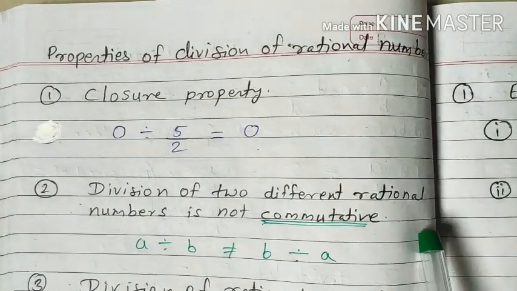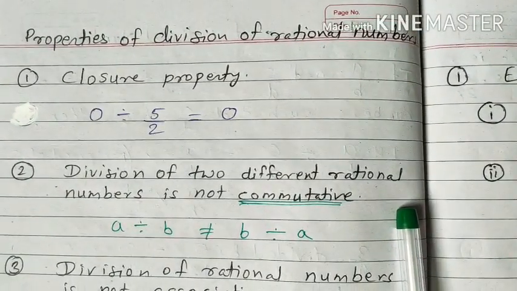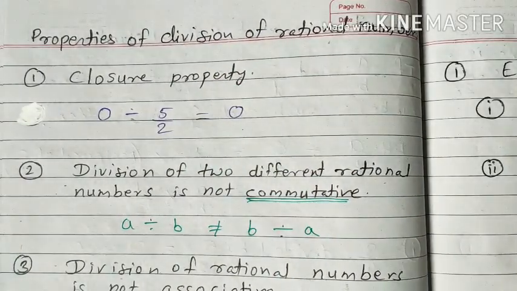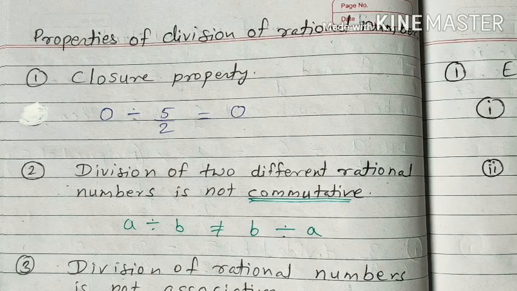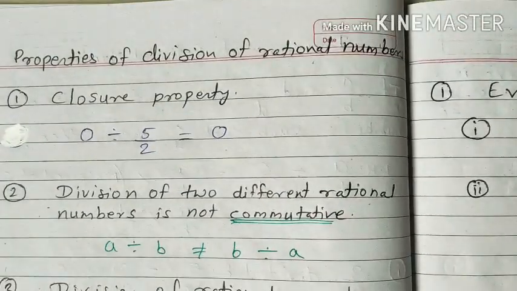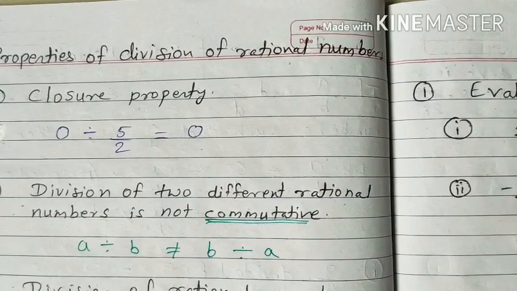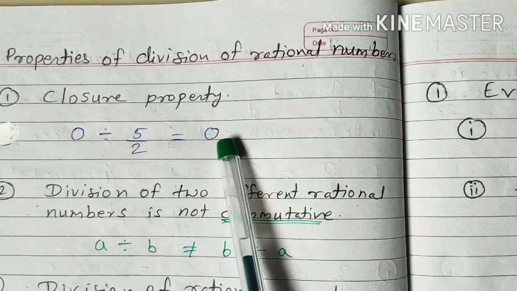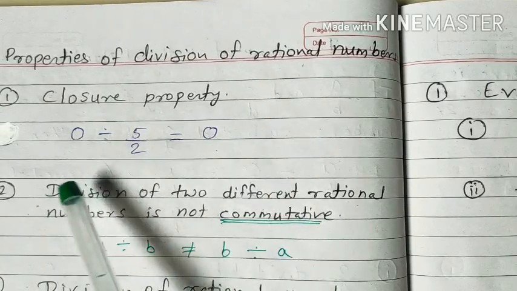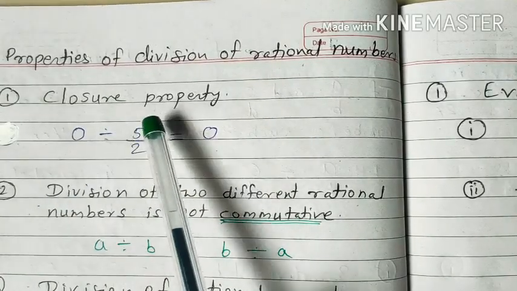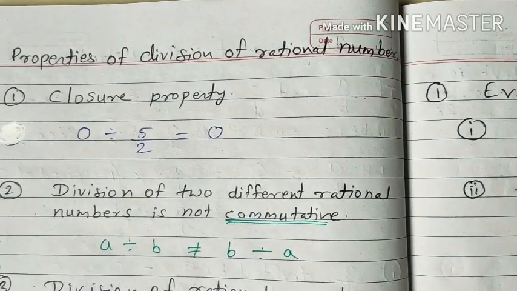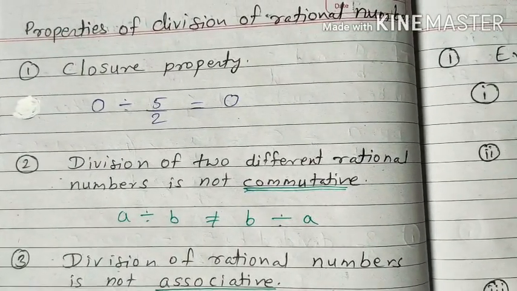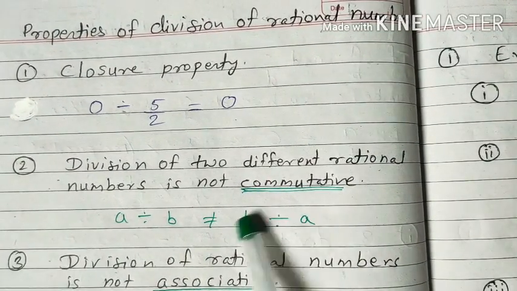Next, properties of division of rational numbers. The first property, closure property. What does the closure property say? Division of any two rational numbers is always a rational number, right? So if 0 is divided by 5 by 2, it gives 0. 0 is also a rational number, and one rule is there: 0 divided by any number, the answer will be 0. Got it?